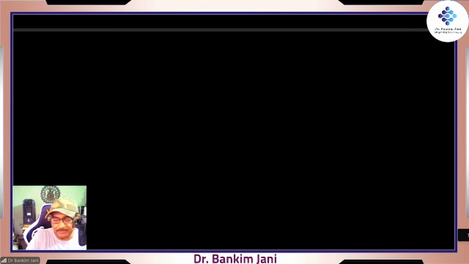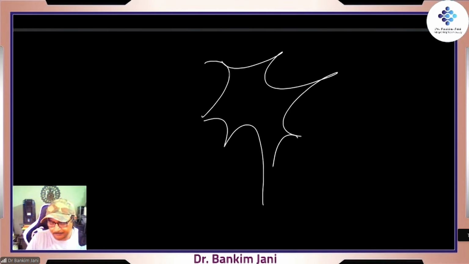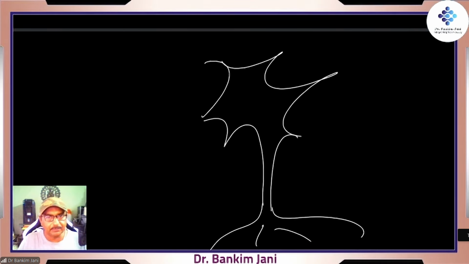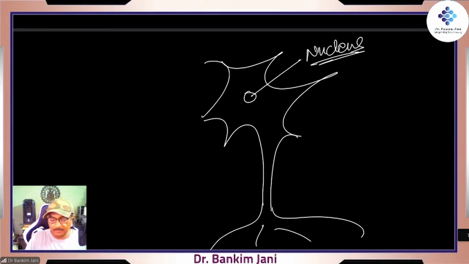So here is something which you already know. What we are drawing is a neuron. That's our neuron, which will be our chief guest. There is a nucleus. This entire upper portion is called the cell body.